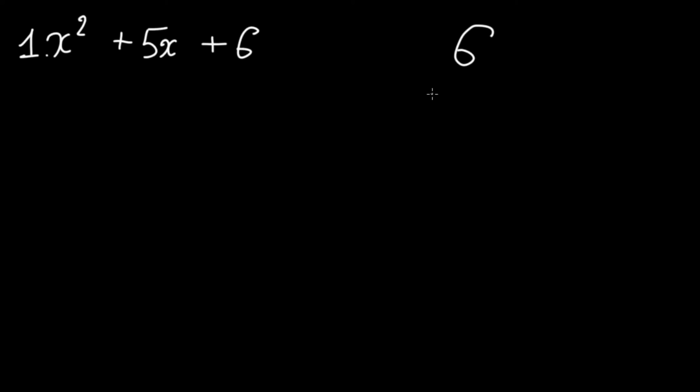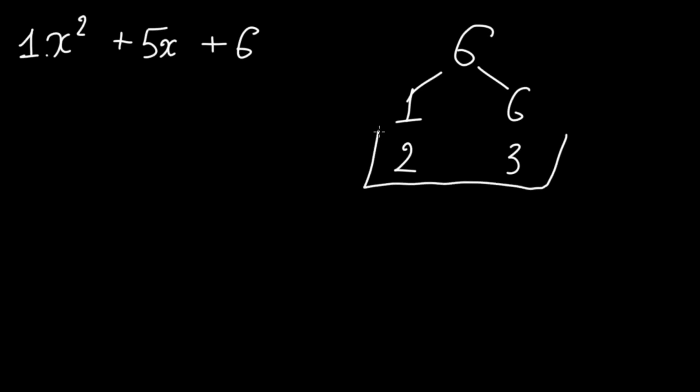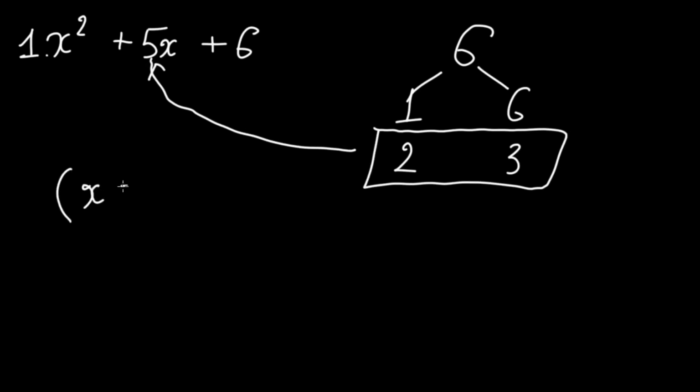Let's write them down, the product first. See, 1 times 6 equals 6. 2 times 3 equals 6. And 3 times 2, which is the same, right? So we notice that 2 plus 3 is 5. See? So we choose this one because 2 plus 3 equals b, which is 5. And then 2 times 3 equals 6. So the final result is x plus 2 times x plus 3.